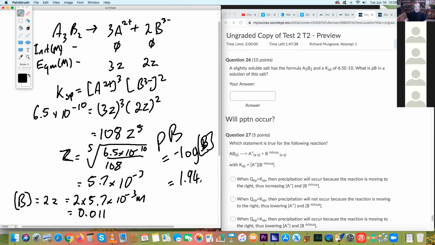And you used 1.94 because there were 3 decimal places in the answer, so then you did 3 significant figures? No, actually there's 2 significant figures in the answer, which means we need 2 decimal places on the log. Got it. Okay, I had that backwards.